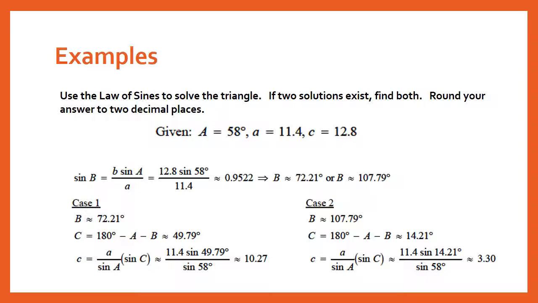So we'll notice we've got case 1, that's where B is 72.21. Case 2 is where angle B is 107.79. The rest of it's going to be just like we do everything else, except you've got two triangles to go for. Find C for both, and then side C for both.